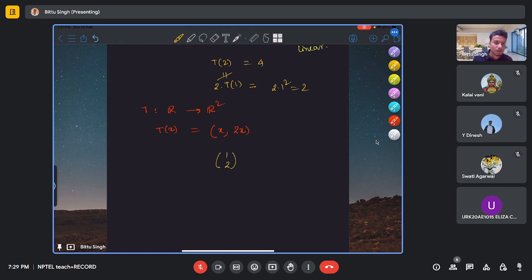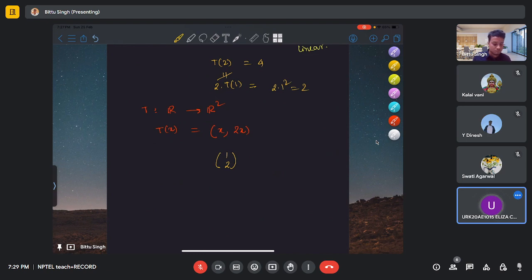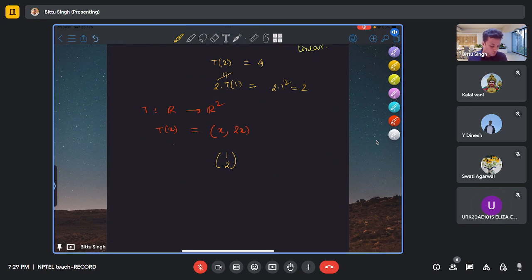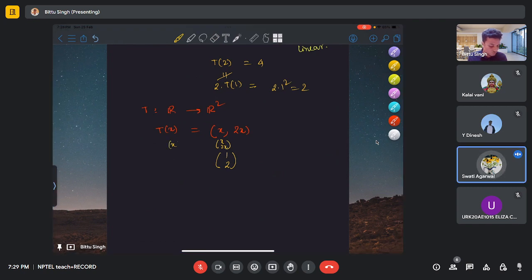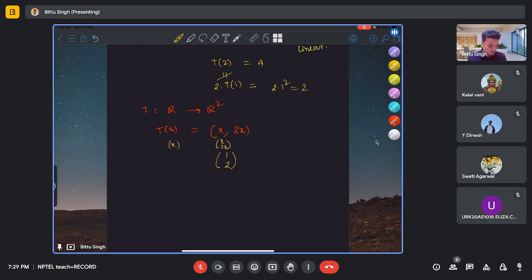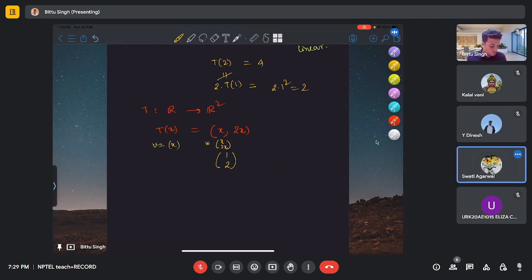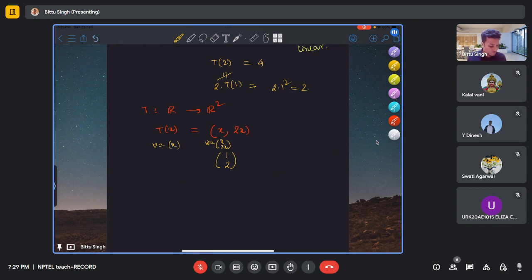Yes, sir. Taking x outside, factorizing as x, right? Yes, you can think of this as the coordinate being x, and here the coordinate will be x comma 2x. So this coordinate will be like x comma 0, right? Yes. So you can see that if you write it as v, then t of v is the same as a times v, where a is the matrix 1 2.